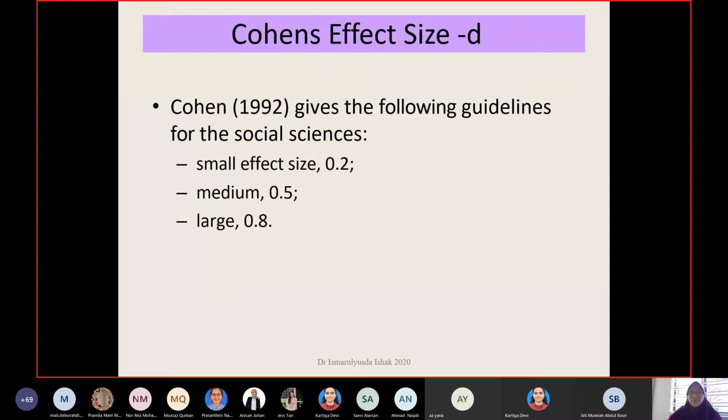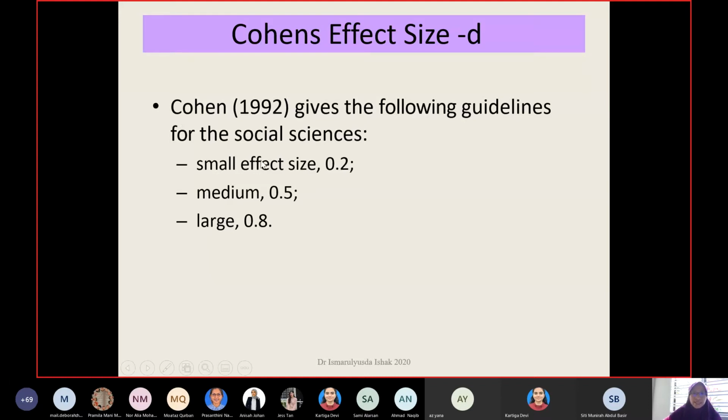If you want to study more, this 1 hour, 2 hours is not enough for me to explain everything about Cohen's. You can search for Cohen's effect size. The Cohen effect size is different for each test. For t-test it is different, ANOVA is different. So this is one of the guidelines.